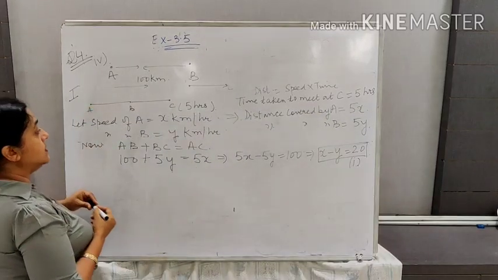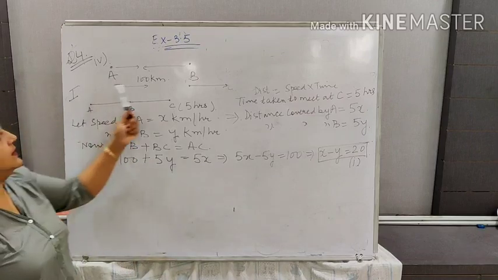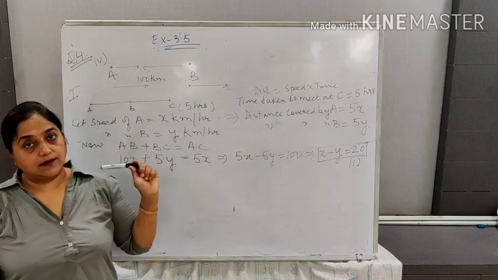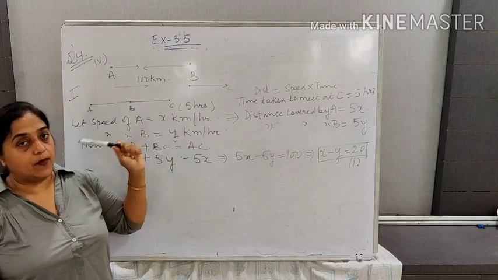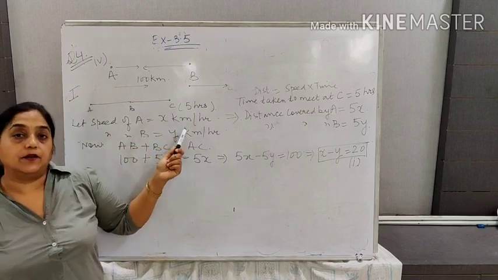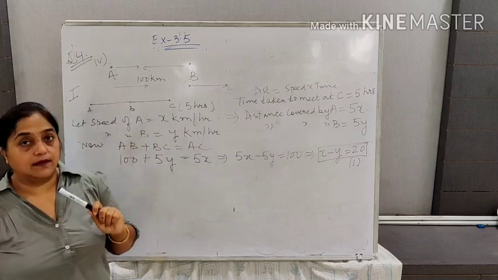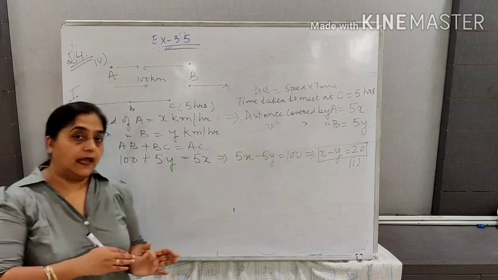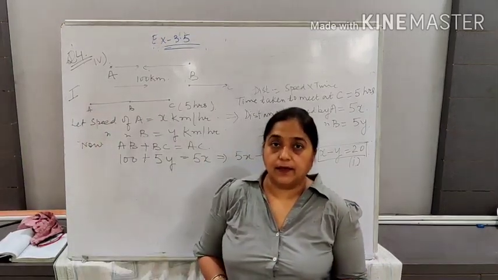I repeat this question. The question was that two cars were at a distance of 100 kilometers from each other, and they started. Car A started from point A and car B started from point B, and they meet each other at point C after 5 hours. So for 5 hours A drove the car, for 5 hours B drove the car, and after 5 hours both met.